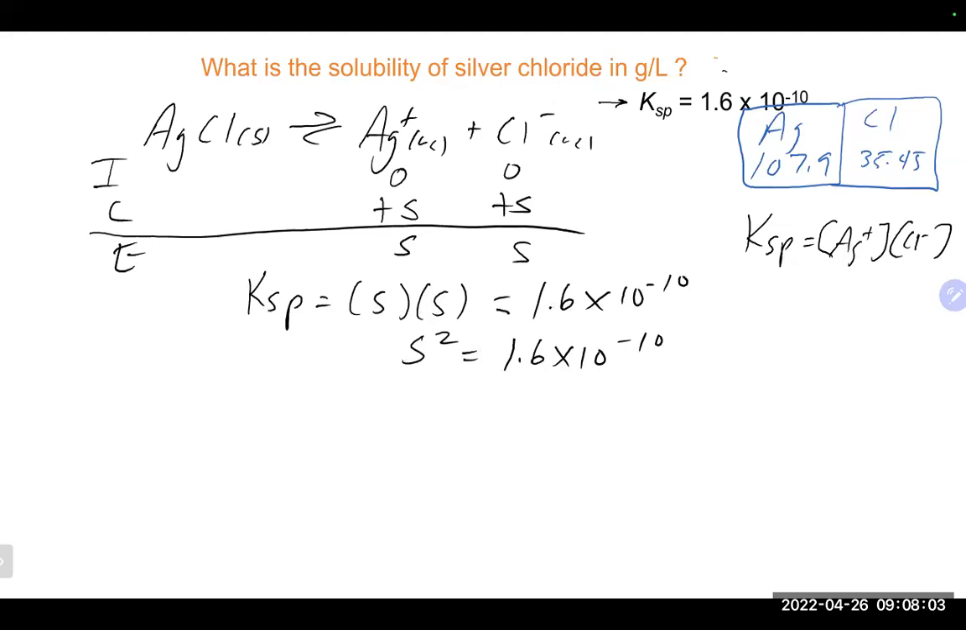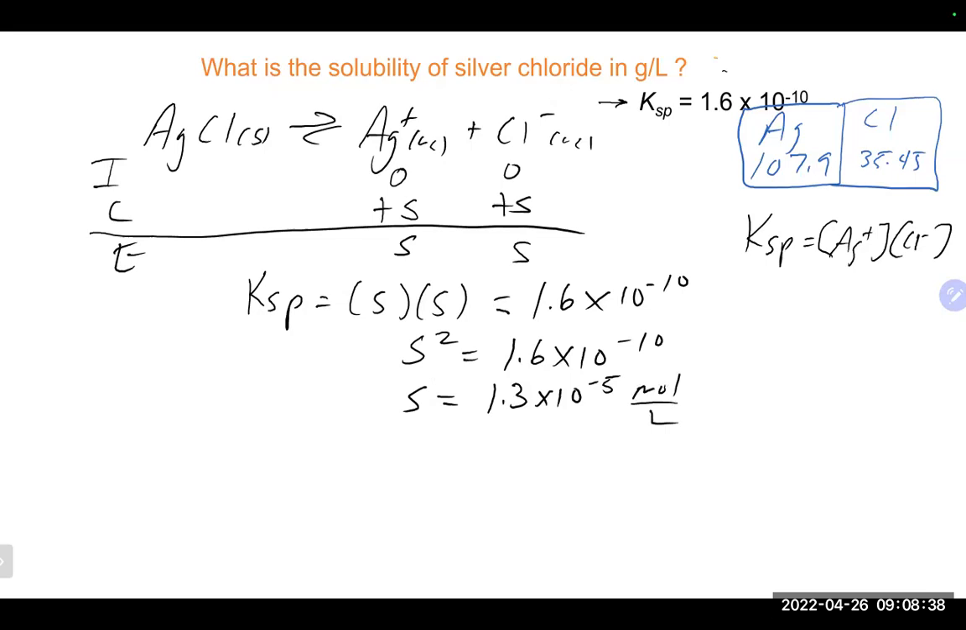If I could find it on this calculator, it is somewhere. Where's my square root? There it is. 1.6 exponent minus 10. Going to give us an S of, we'll call it, 1.3 times 10 to the minus 5. This S again represents the molar solubility. So this is really moles per liter here.